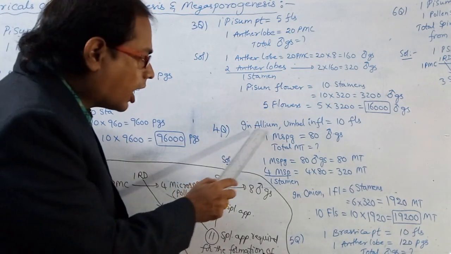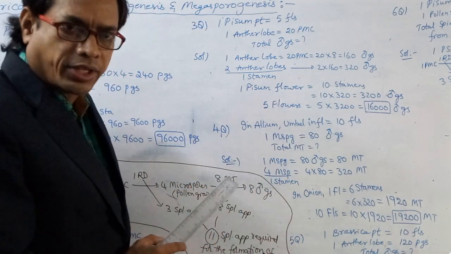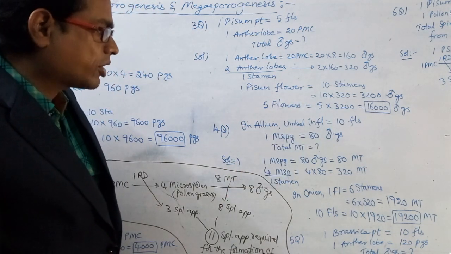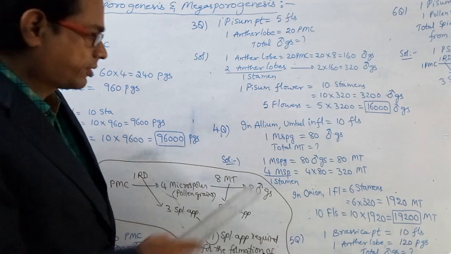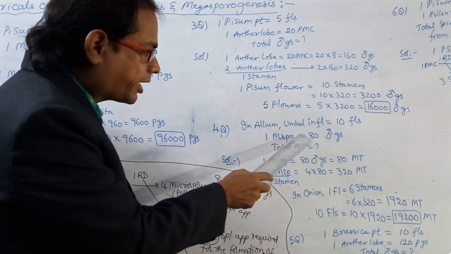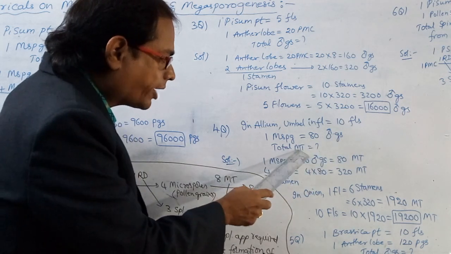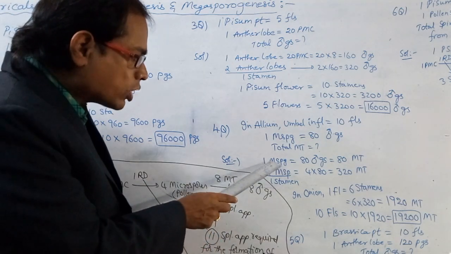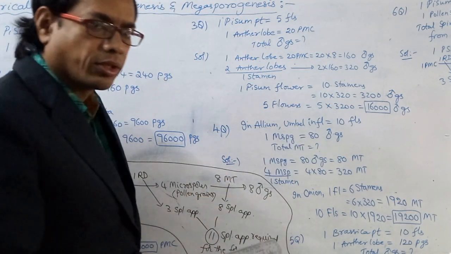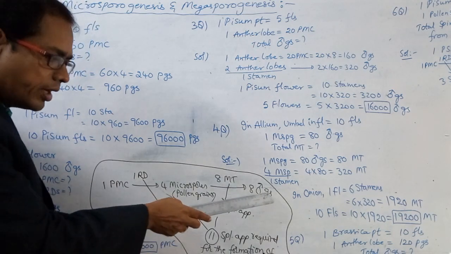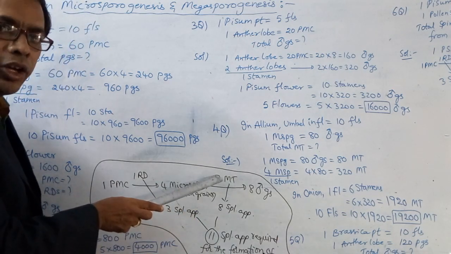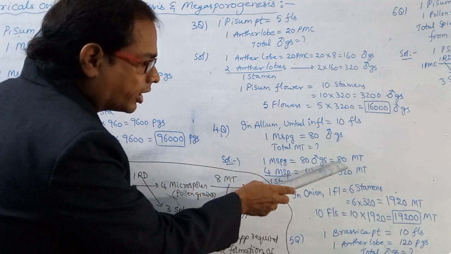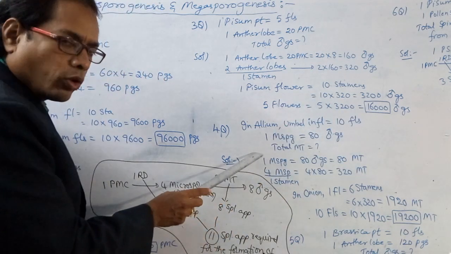In Allium, umbel inflorescence is present. That umbel inflorescence contains 10 flowers. One microsporangium or pollen sac contains 80 male gametes. Total mitosis required, they are asking. Then how can we calculate? One microsporangium contains 80 male gametes. So previously we discussed number of male gametes is equal to number of mitosis, isn't it? So 80 male gametes means 80 mitosis. That is for one microsporangium.